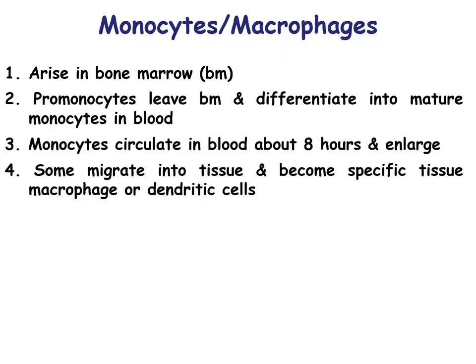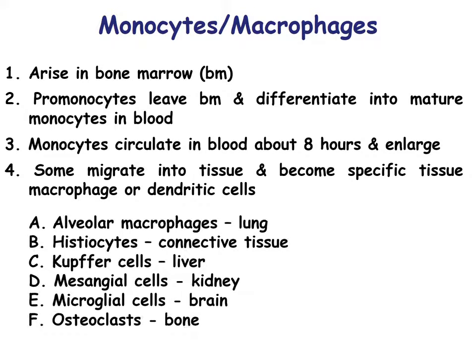And then they'll migrate into the tissue and become a specific tissue macrophage, or in some cases, a dendritic cell. Now, originally we didn't realize that all these different cells, such as histiocytes and Kupffer cells, were all macrophages. So they looked different from each other, so we gave them names. And you can see all the names that the different macrophages have in the different tissues.